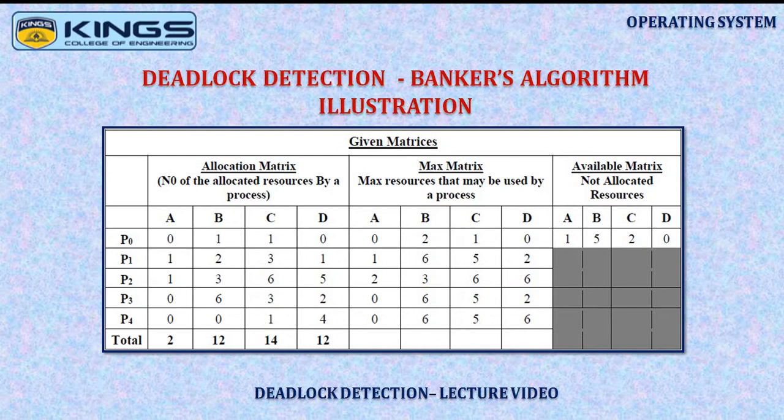So available minus allocation: the initially available resources were 3, 17, 16 and 12. Minus allocation of 2, 12, 14 and 12 gives the final state after allocation of resources to the processes. Now only 1 instance of A is left free, 5 instances of resource B are left free, 2 instances of resource C are left free, and 0 instances of D are left free.